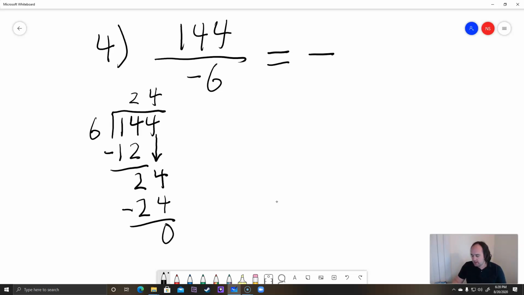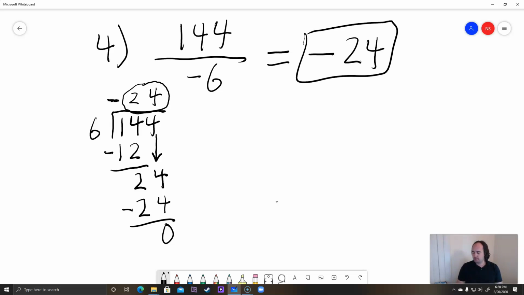Okay? And after doing that, since our remainder is 0, that means our answer is just up here. But it's not positive 24, it's going to be negative 24. Because remember, at the beginning of the problem, we said there's a minus there on the bottom. So that's actually going to be negative 24 as our answer. All right.